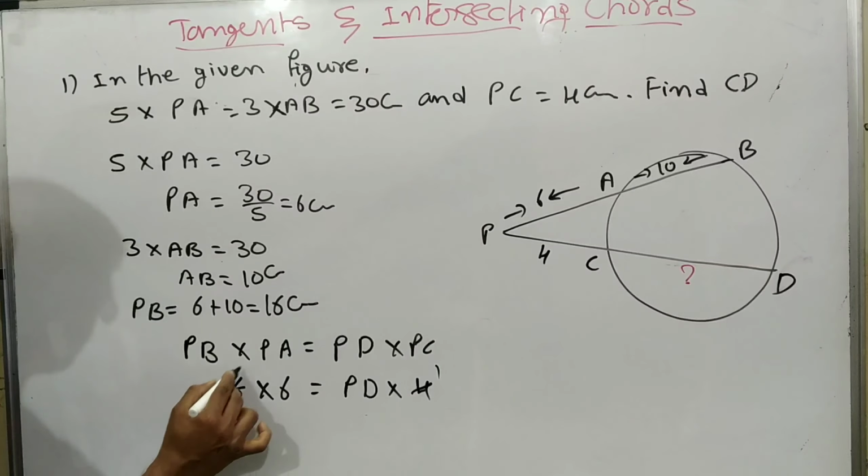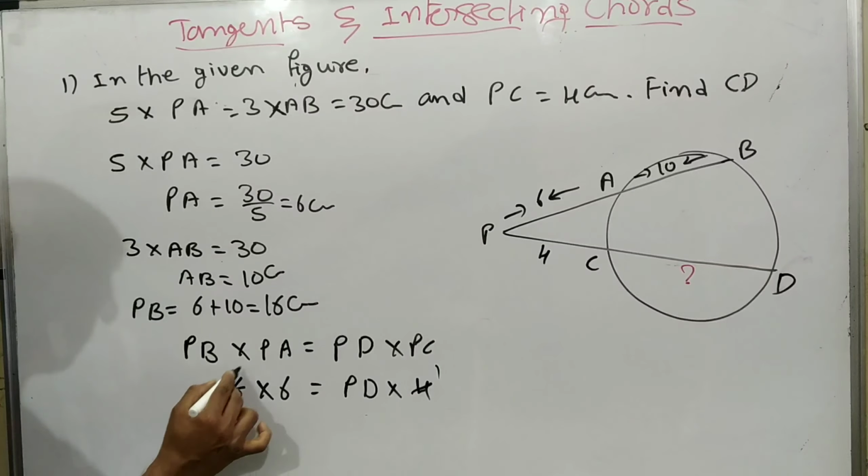So now what is the length of the PD? 4 multiplied by 6, 24 centimeter. Now I got the PD value is 24 centimeter. So now what is my question? I need to find the CD.